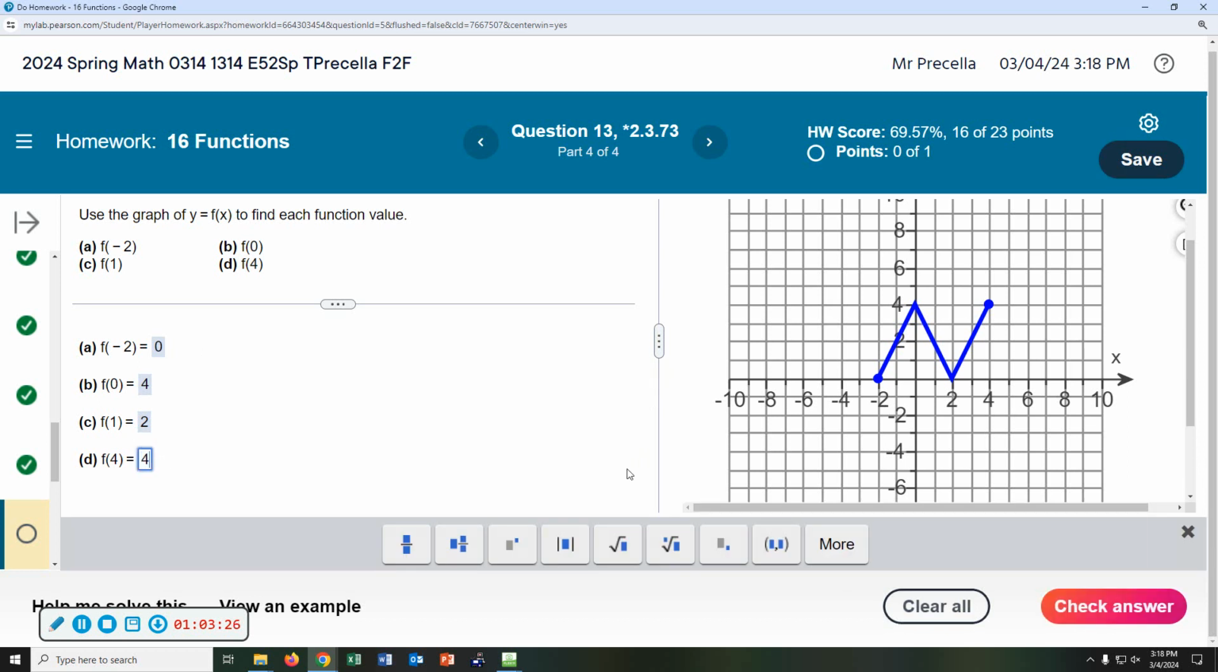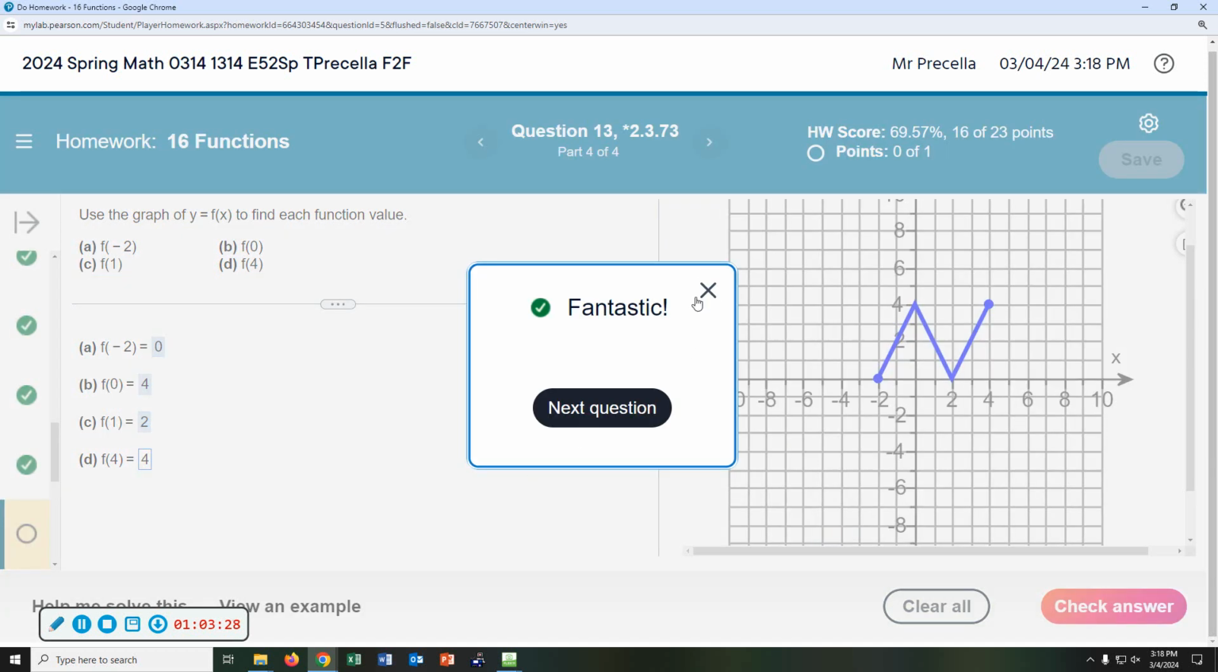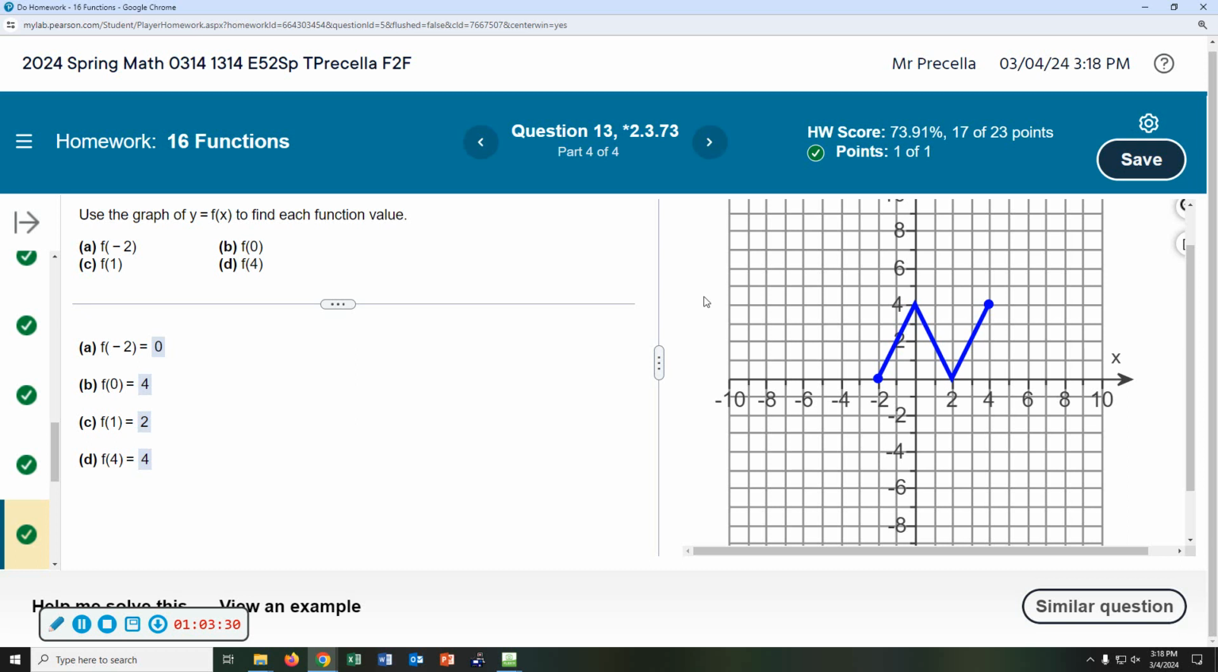Any questions there? You should be able to analyze function notation, whether they give you an equation, a set of ordered pairs, or a graph. You're just determining the corresponding y value.